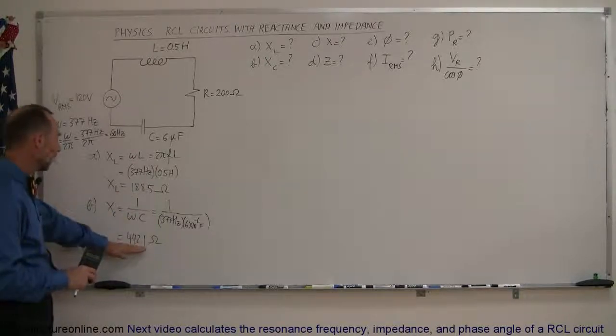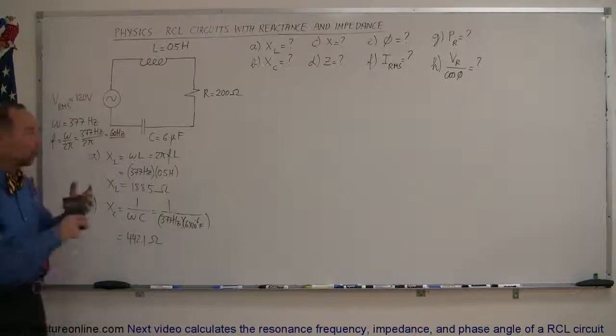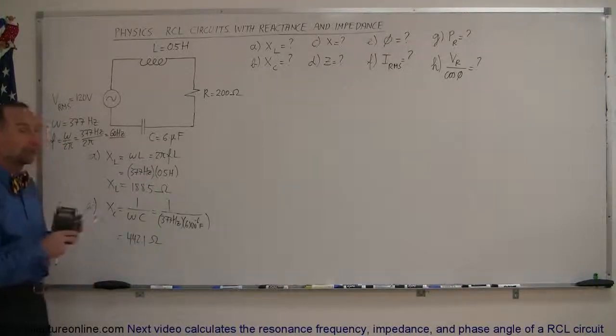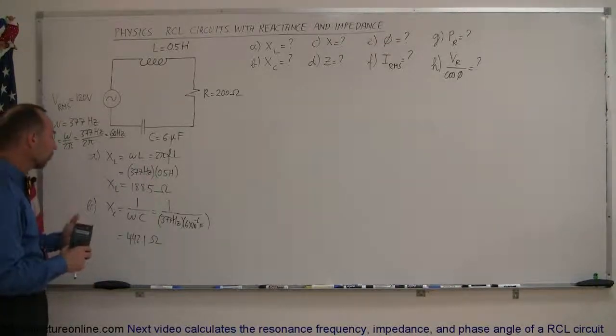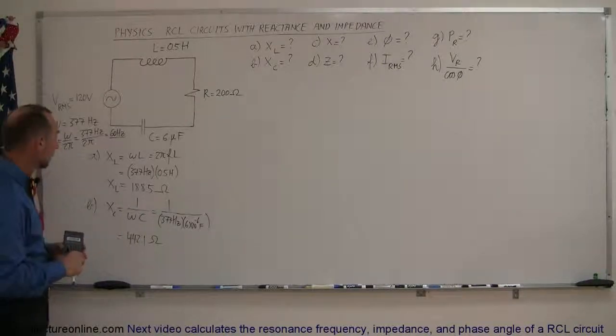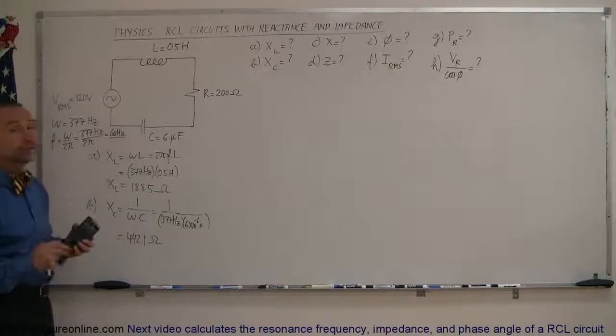So therefore it has a greater reactance than the inductor, so the whole circuit will act more like a capacitive circuit. So that means that the voltage will lag the current. All right. The third part is we're supposed to find the total reactance.